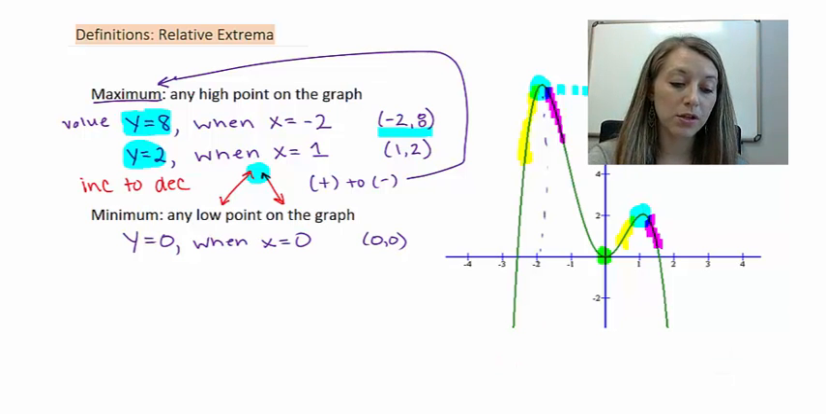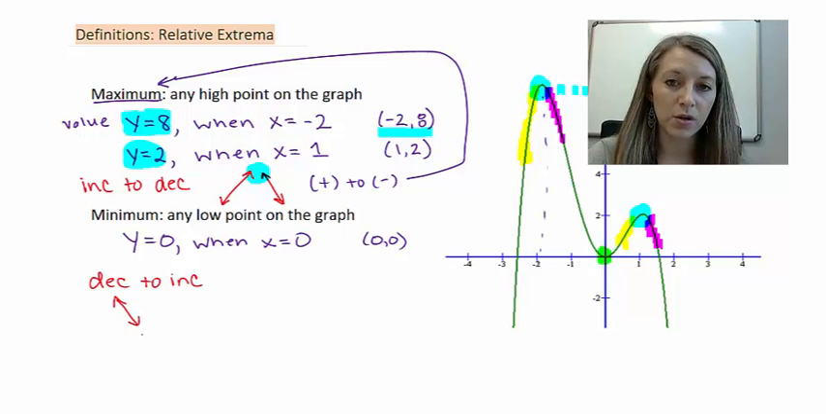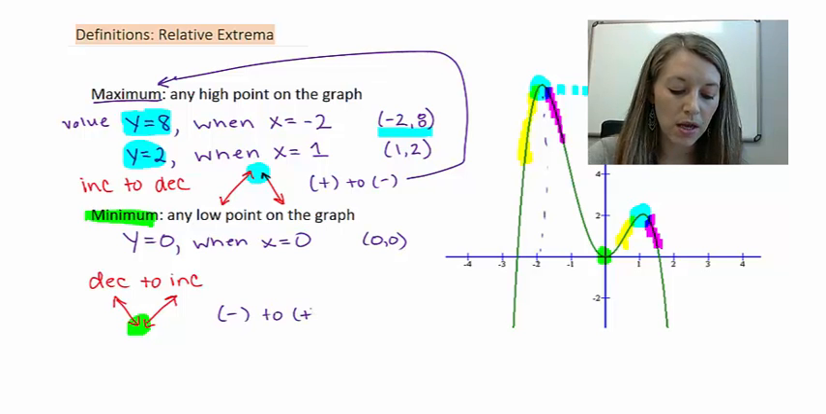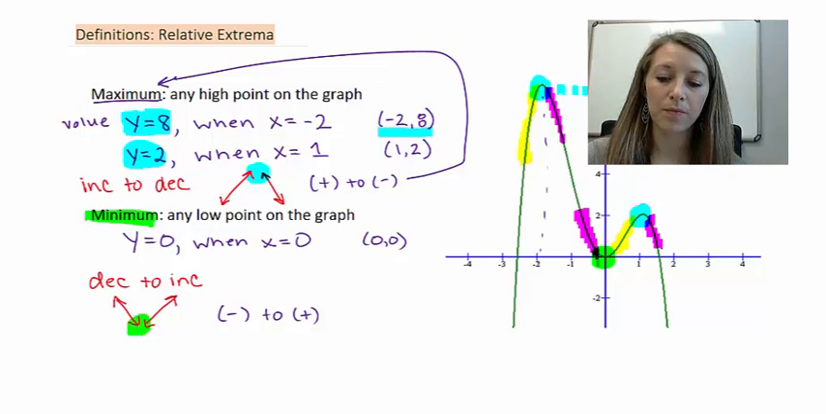To find a minimum, then, we just flip-flop it. If any time our graph goes from decreasing to increasing, or if it's going down from left to right to up from left to right, that's going to create a low point on the graph, which is going to create a minimum value. So anytime our slope or our derivative switches from decreasing to increasing, that creates a minimum on the graph. And we can confirm that with the middle point here. It's going from decreasing to increasing, so therefore we have a low point on our graph right here.